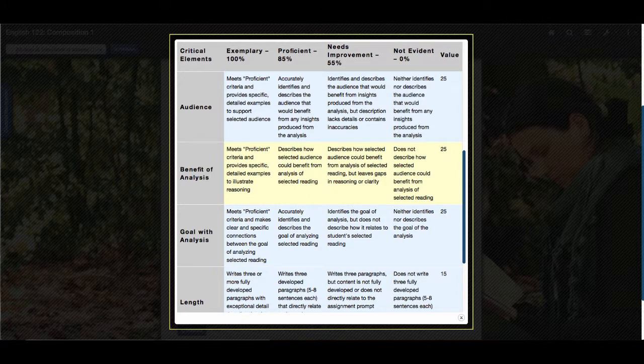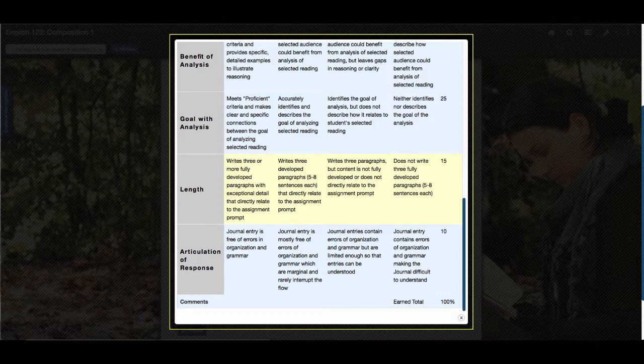What will happen here is you will lose points because you're probably not going to be as thorough of an answer as you need here. So if you say my audience will be X and that's all you say, you're going to get a needs improvement or not evident. And then you're also going to get points deducted in the length category. So this kind of is a double hit.